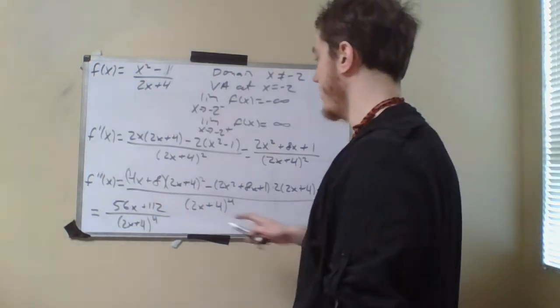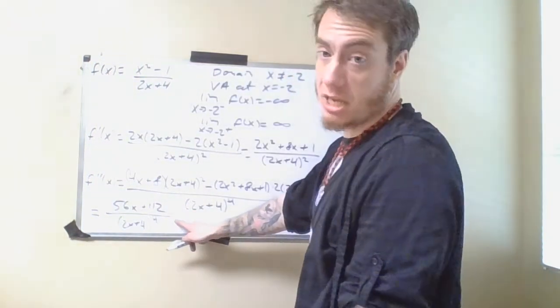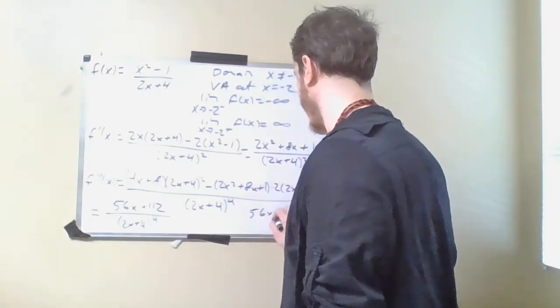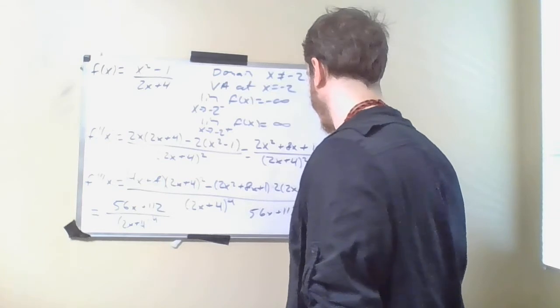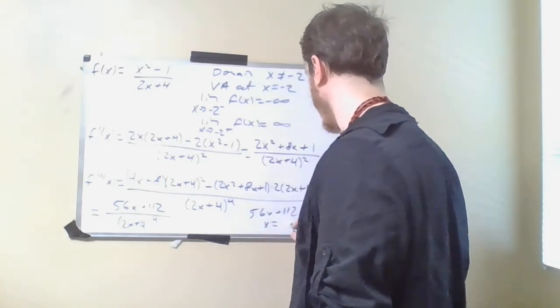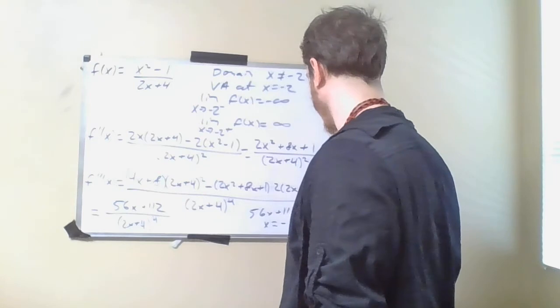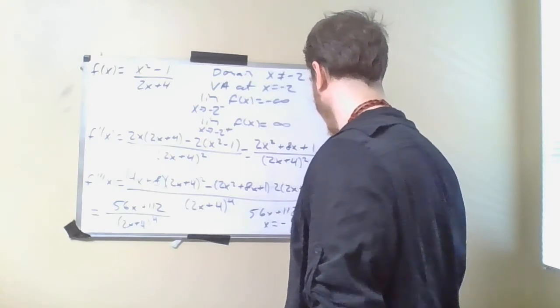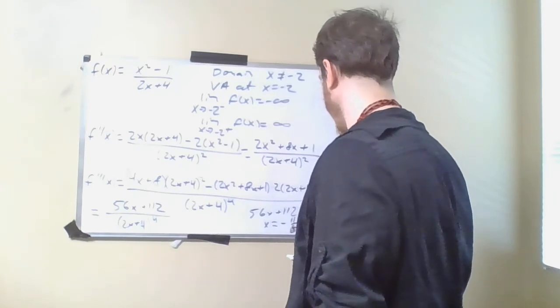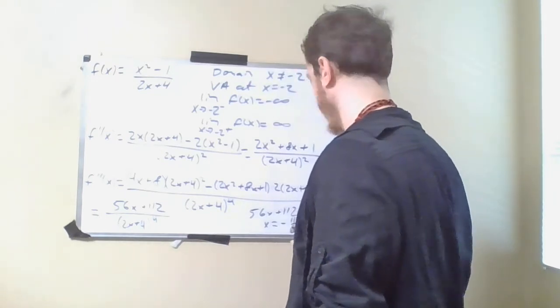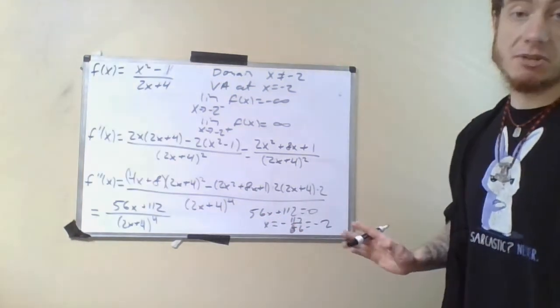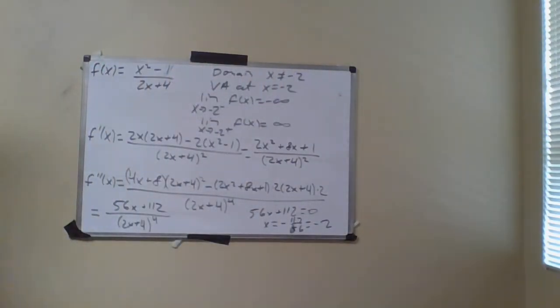So you'll notice here that the only place where the second derivative could be equal to 0 is when 56x plus 112 is equal to 0. That means x is equal to negative 112 divided by 56. That is actually negative 2. I didn't intend for this to come out the same as the last problem, but hey, it did. I mean, it happens. Total coincidence, but there we go.